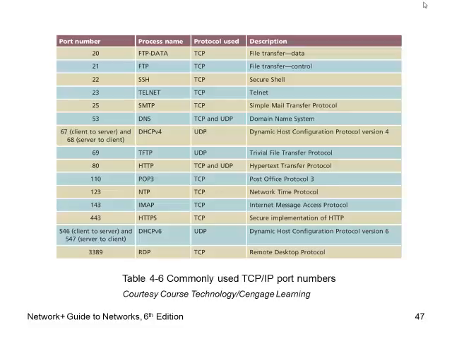Here's a list. So 20 and 21 are normally FTP. I use them for other things. 23 is Telnet, 22 is SSH. Basically, these are important ones.